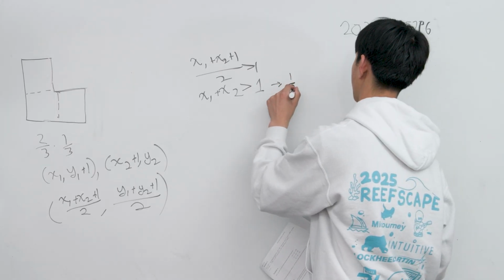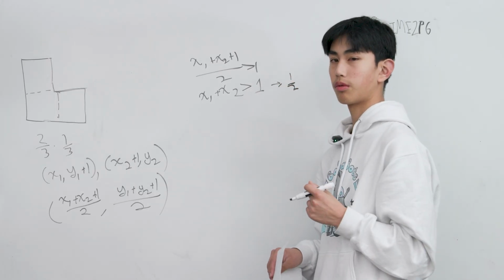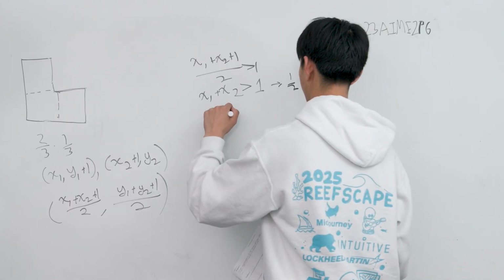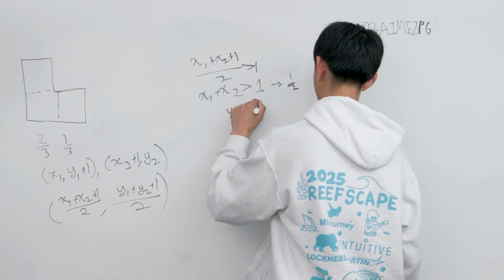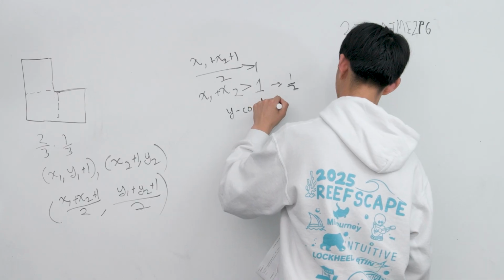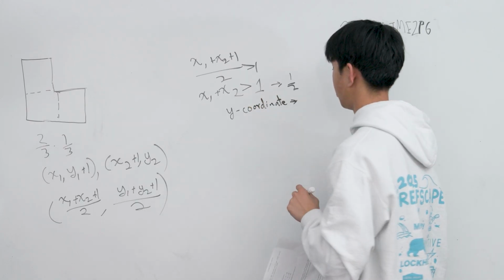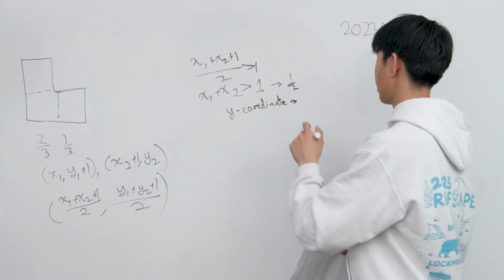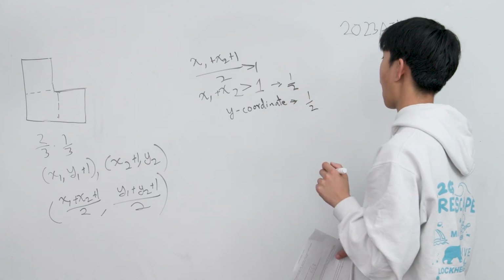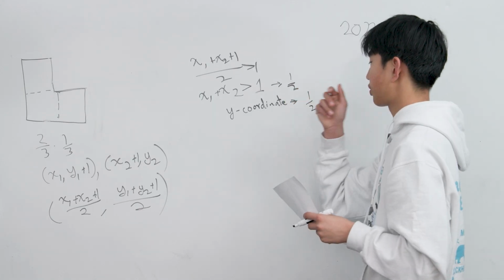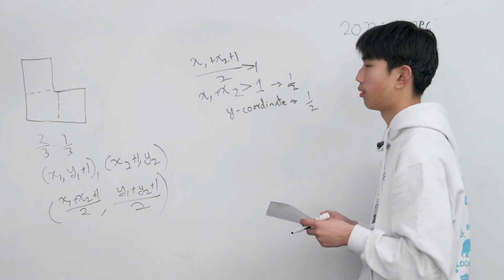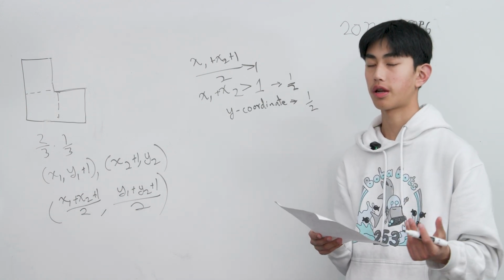so it has 1/2 probability. Similarly, the y-coordinate also has this property of having a 1/2 probability, where this is true. And we want that because we want the midpoint to be outside of the square.